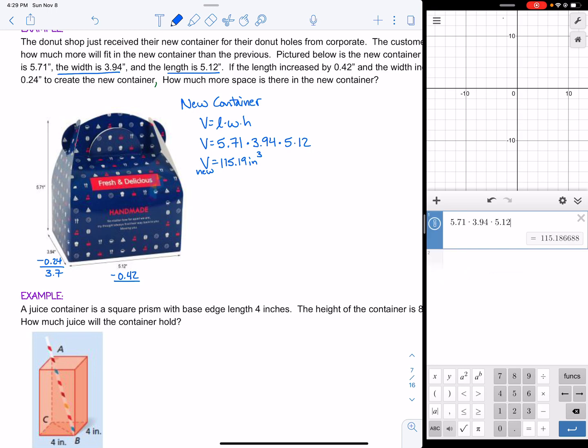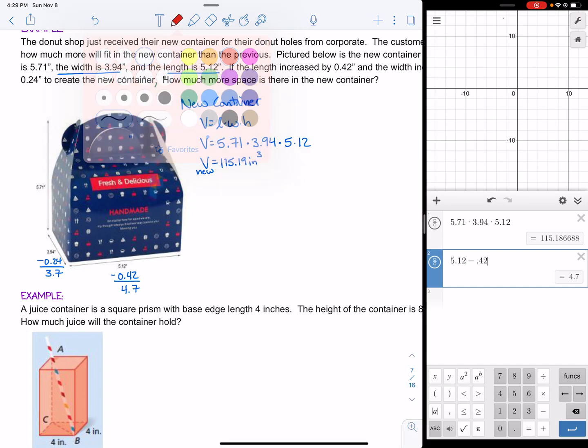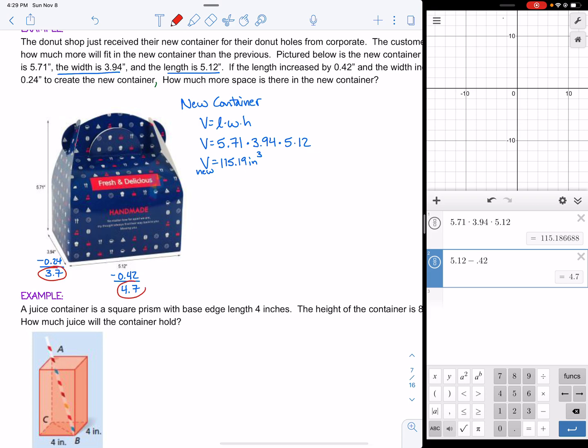Whoops, let me start a new row. 5.12 minus 0.42 is 4.7. So that was the old container's length. All right, so we have the old width, the old length, and the height stayed the same. So I'm just going to write old container, or you could put previous container. So it's still length times width times height. And we just have 5.71 times 3.7 times 4.7.